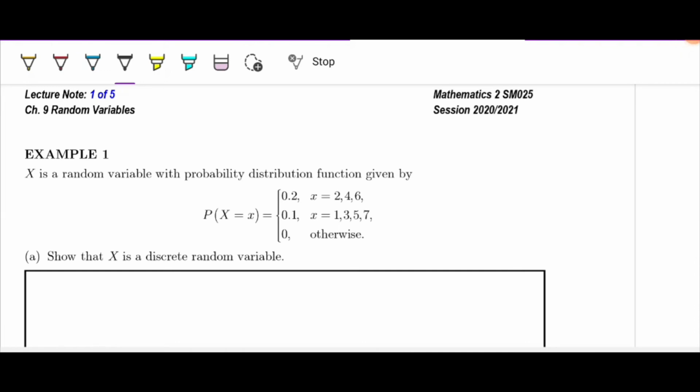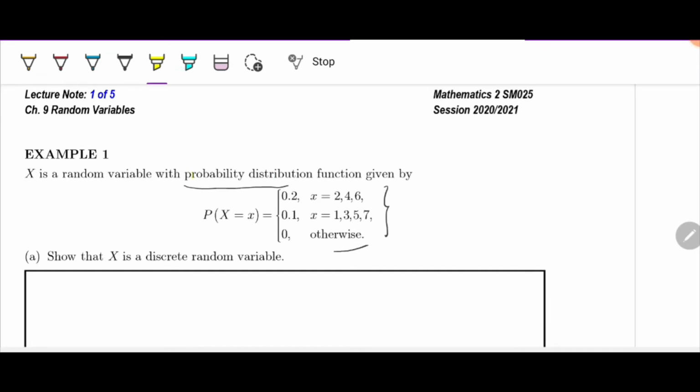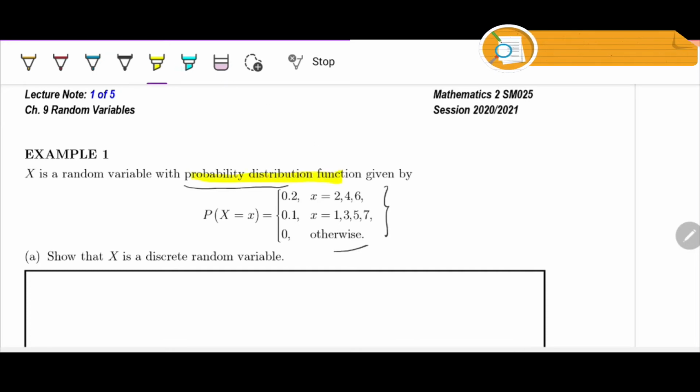Example 1. A probability distribution is given by this function. Firstly, we must identify the type of random variable, either it is discrete or continuous. Actually, we can identify the random variable through its name. Probability distribution function is for discrete random variables. For continuous, it is probability density function.